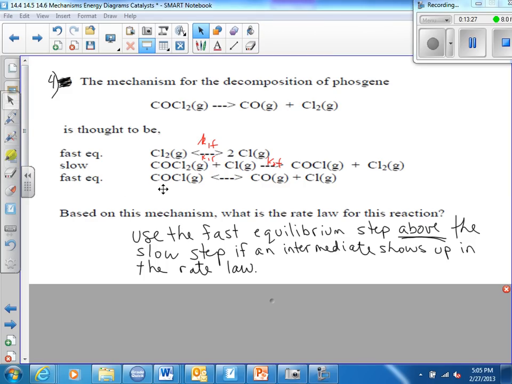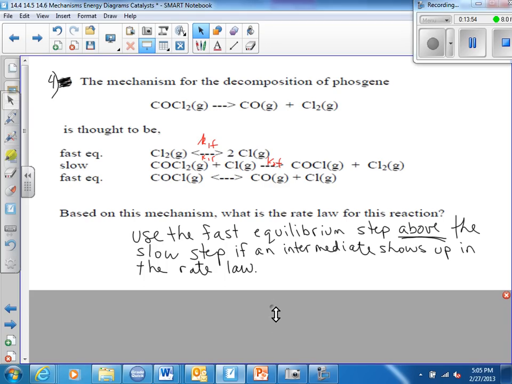One quick thing, we never use a fast equilibrium that occurs after a slow step. That will not help us. We have to use the fast equilibrium step that is above a slow step. So you start with your slow step. We'll find that there's an intermediate in here, this Cl, we have to get rid of. We will use the fast equilibrium up here, just like in the last problem. Isolate the Cl, plug it into this rate law, and solve. So pause if you want to do this on your own.